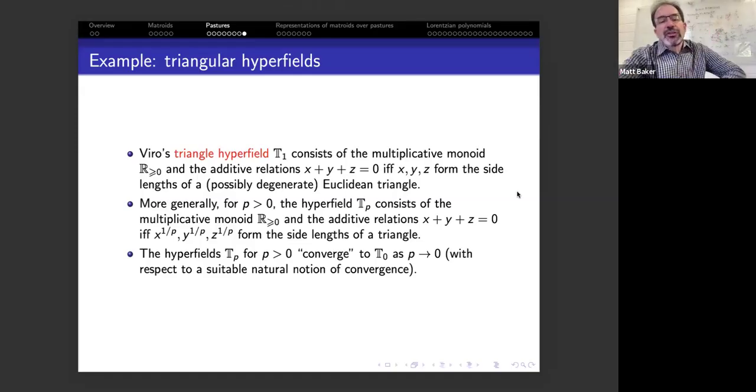Just think about the fact that if x to a very large power, y to that power, and z to that same large power form the side lengths of a triangle for arbitrarily large powers, the only way this can actually happen is if the maximum is achieved twice.